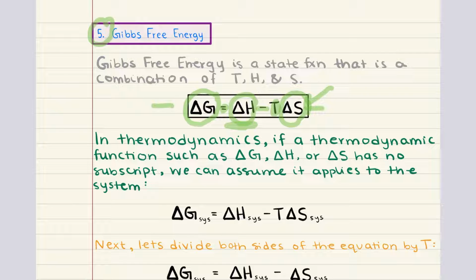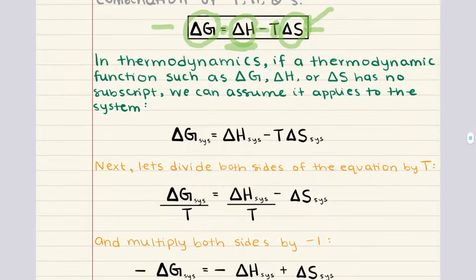In thermodynamics, if we see a term like delta G, delta H, or delta S without any subscripts, we generally assume it applies to the system. We can actually write it more explicitly like you see here. We're going to take this equation and manipulate it so we can better understand what delta G of the system tells us.